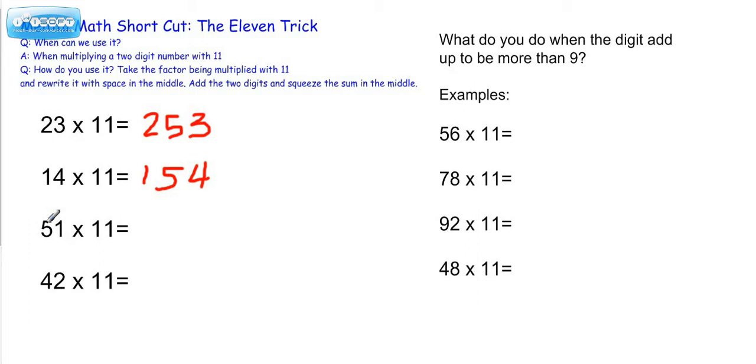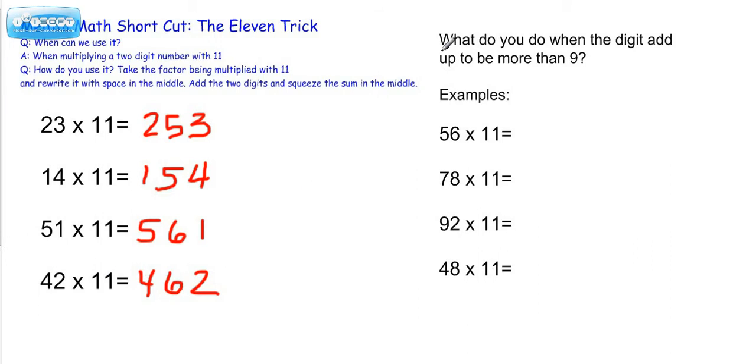Let's do the same thing with the 51. We rewrite these two numbers and leave some space in the middle. We have a 5 and a 1. 5 plus 1 is 6. Squeeze it in the middle. Now a 4 and a 2. Let's leave some space in the middle. 4 plus 2 is 6. Squeeze it in. 42 times 11 is 462.